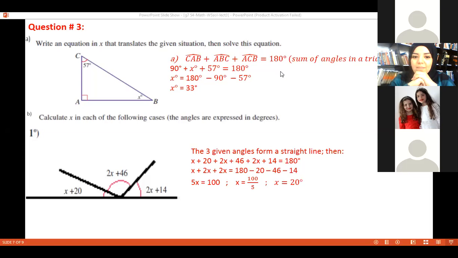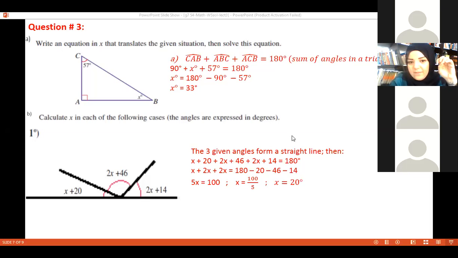90 plus 57. I'm talking about the second one. Supplementary angles. Very good. So we added the angles and we put them equal to 180. Now what are the steps to continue? We add to everything. Very good.